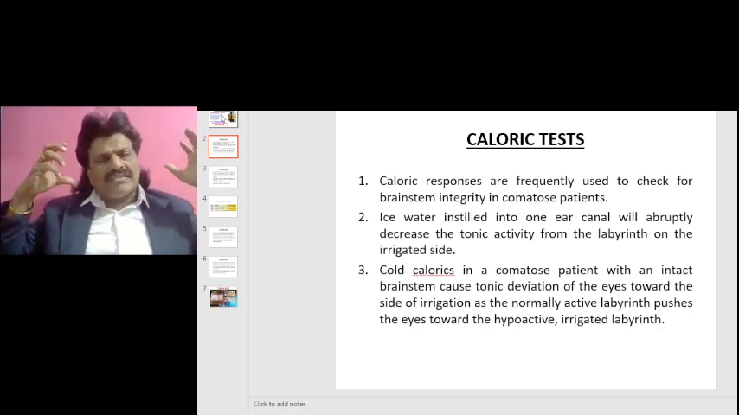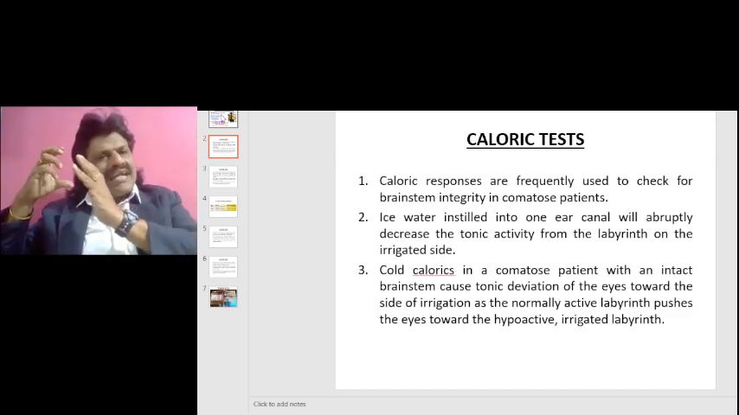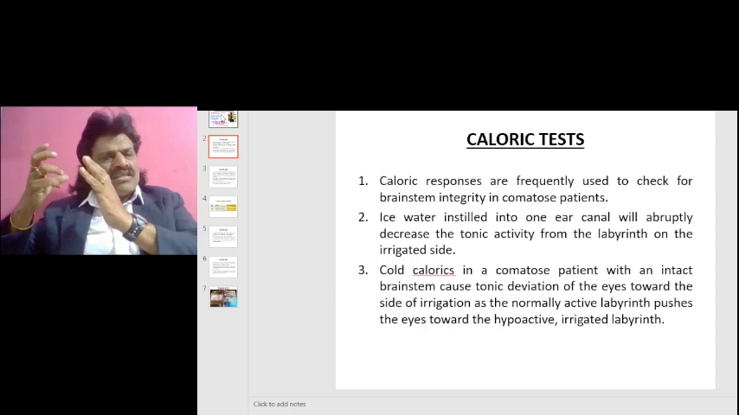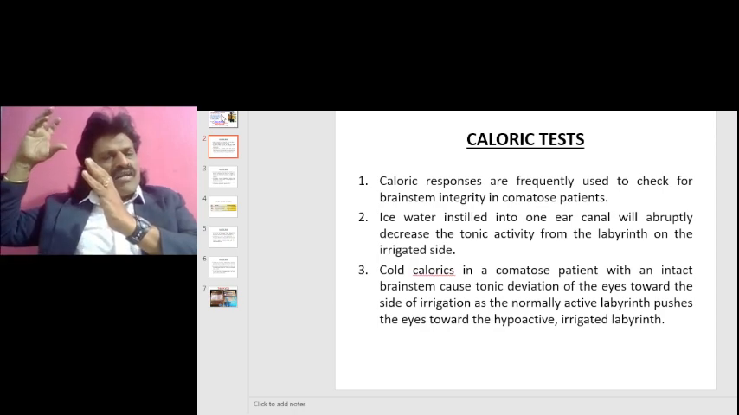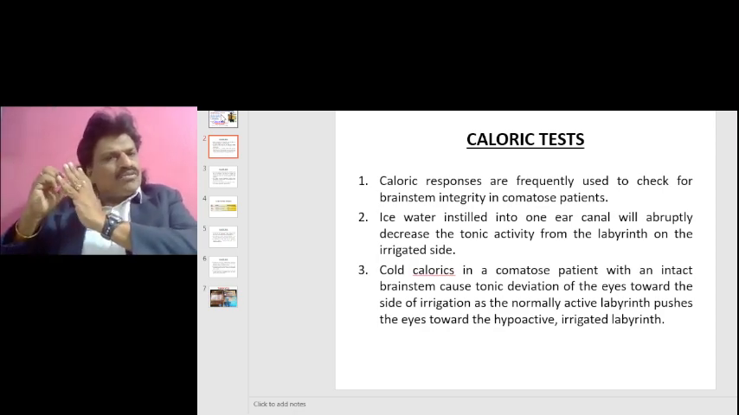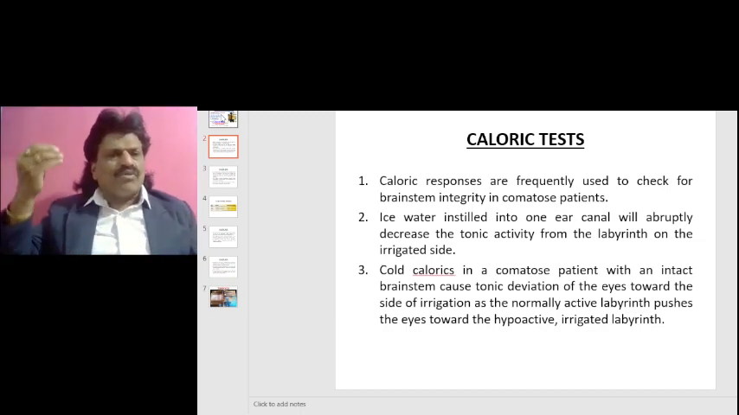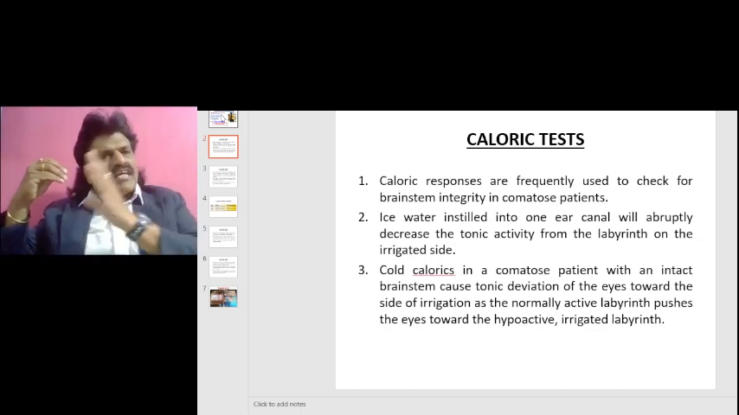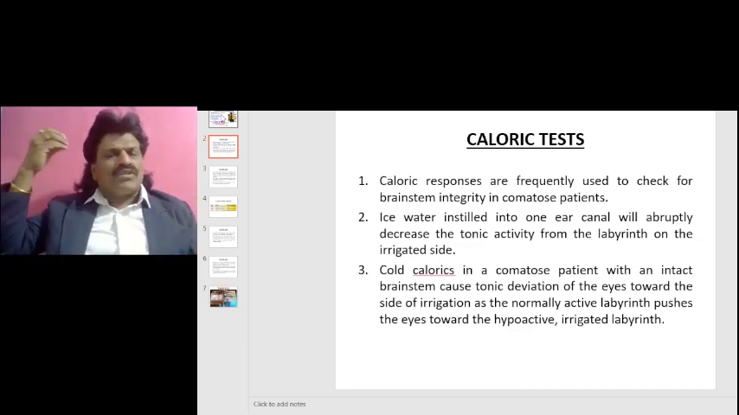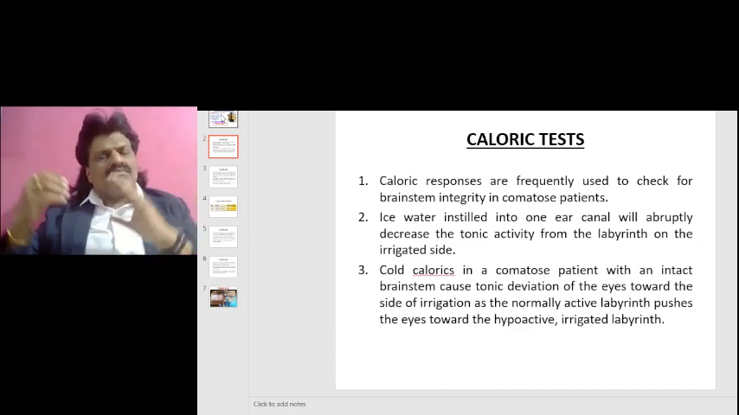So the opposite side labyrinth, for example the left labyrinth, will push the eyes towards the right labyrinth, which is non-functional. So this time the cortex, frontal eye fields area number 8, will try to push the eyes towards the opposite side. So you have nystagmus. So when you put cold water, the nystagmus is on the opposite side. When you put warm water, the nystagmus is to the same side.